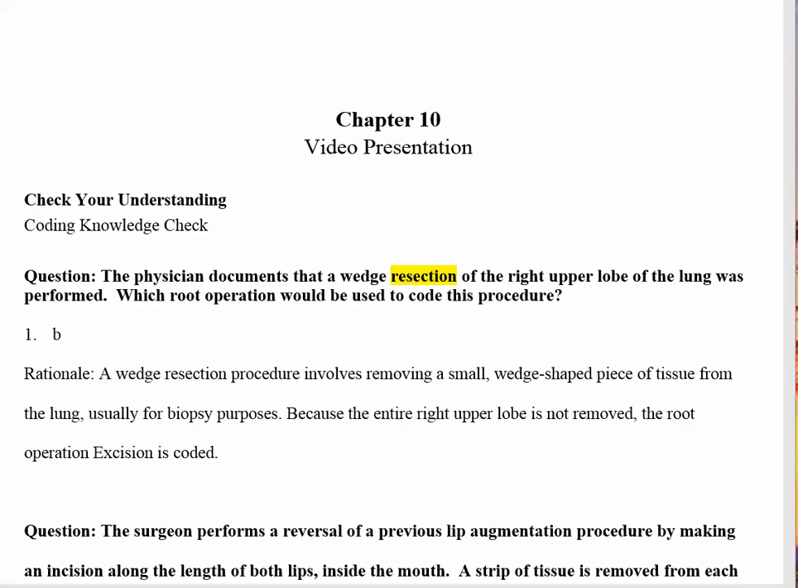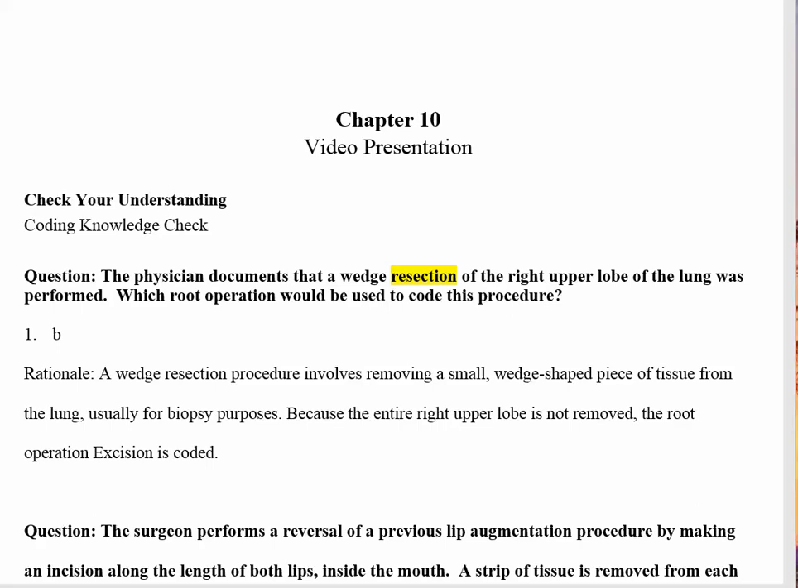Then I'm going to pause the video for a minute if you want to stop it and take in everything. And then I'll continue on with the procedure statement coding, which there are 10 of those at the end of Chapter 10. You also should have your textbook open and your coding manual.